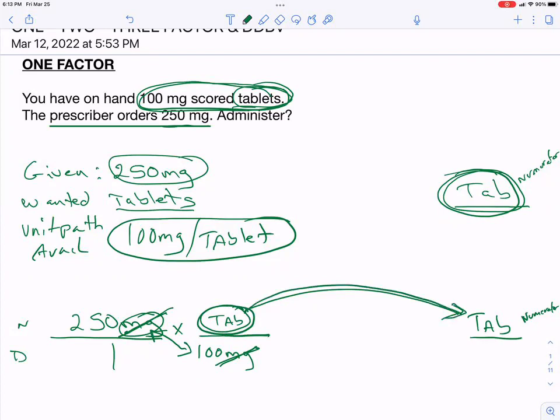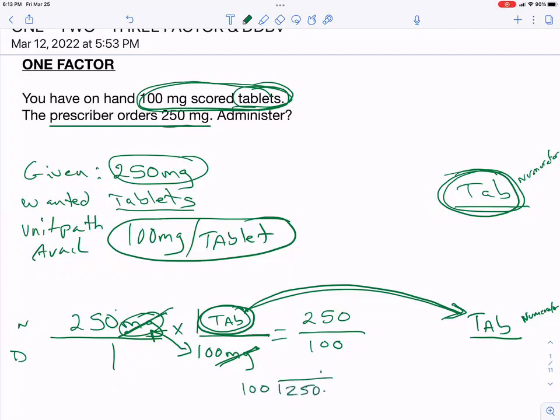Now all I have to do, which is the fifth step, is to multiply the numerators and divide by the denominator. I'm going to multiply 250 times, well, there's nothing here, so if I put 1 tablet, 250 times 1 is 250, and 100 times 1 is 100. Now, when I do that, I divide 100 into 250.